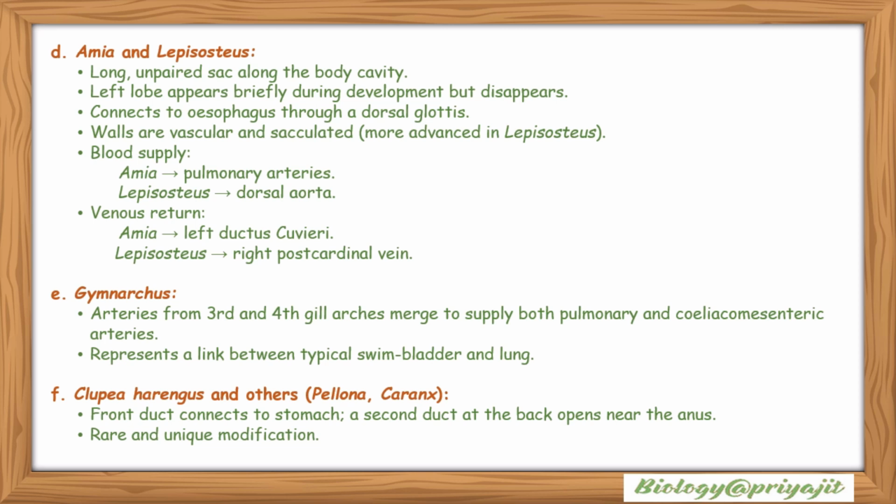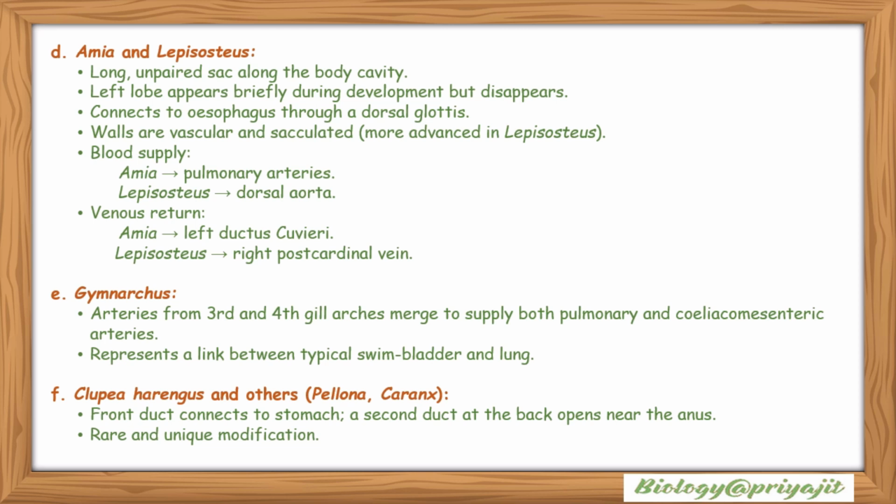What is seen in the case of Amia and Lepisosteus? In Amia and Lepisosteus, the swim bladder is a long unpaired sac along the body cavity. The left lobe appears briefly during development but it disappears. It connects to the esophagus through a dorsal glottis. Walls are vascular and cellular.